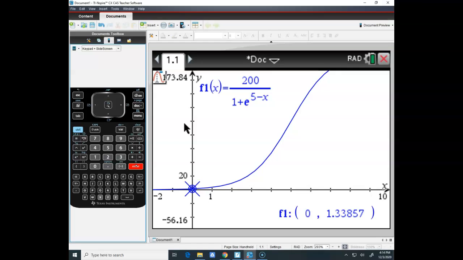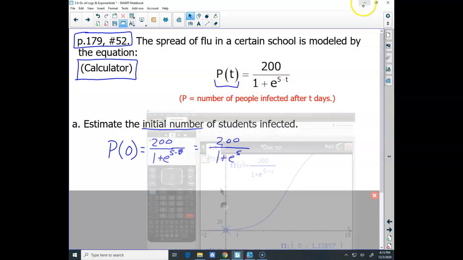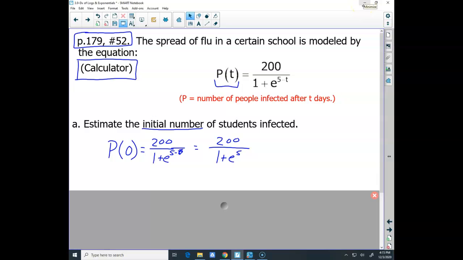1.33857 people are infected. Well, if we're talking about the initial number of students infected, right, can we have a decimal of a student? No, I hope not, because I hope there aren't pieces and parts of students walking around. So then I would say, oh, this is approximately equal to 1 student.